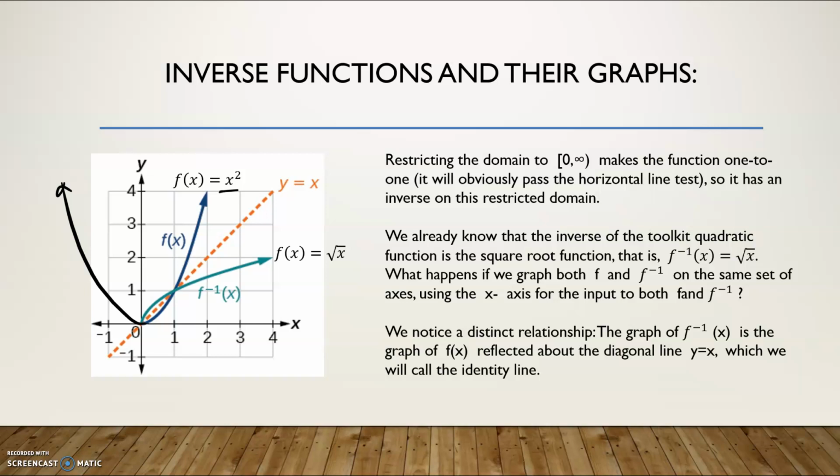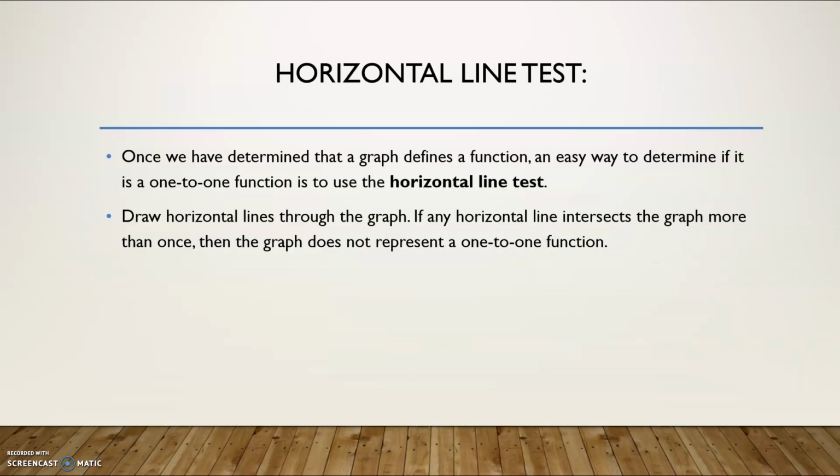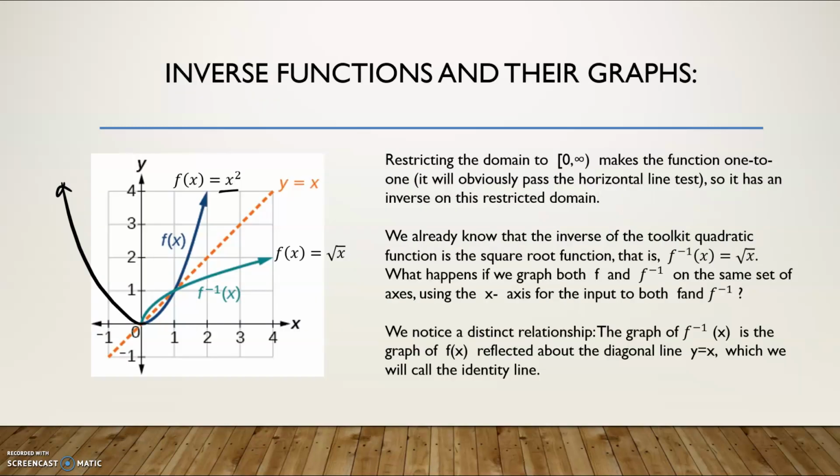But the horizontal line test is a test for the one-to-one function, for a function being one-to-one. So if I have a horizontal line, if it crosses twice, 1, 2, well then that's not a one-to-one function. So it says right here, we're going to restrict the domain, or we're going to cut off part of this function so that we do have a one-to-one function.